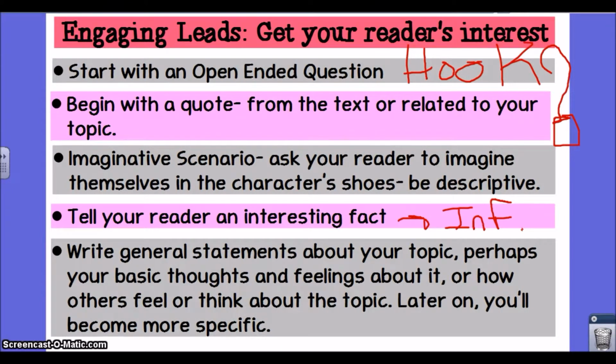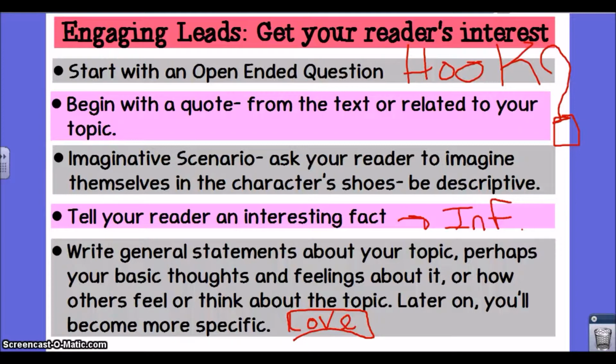Or you could write general statements about your topic, your basic thoughts and feelings about it, how others feel or think about the topic, and then slowly start to get more specific. So if I was going to write about a love story and the theme of that particular text, I might start out by just writing about love in general, what it is, how people feel about it. And then that'll actually introduce into the specific characters who are in love in the text I'm writing about.